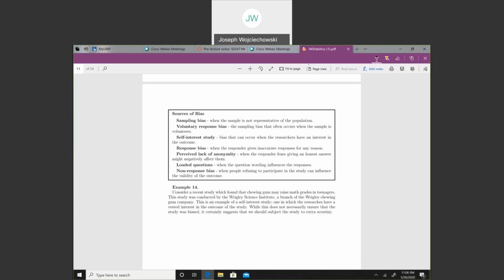Interest bias can occur when the researchers have an interest in the outcome. I think back to the 70s, cigarette companies had doctors do research to determine whether cigarettes were hazardous to your health. Needless to say, most of those researchers paid by the cigarette companies found that it was not a significant risk. We know better now, but that did happen.